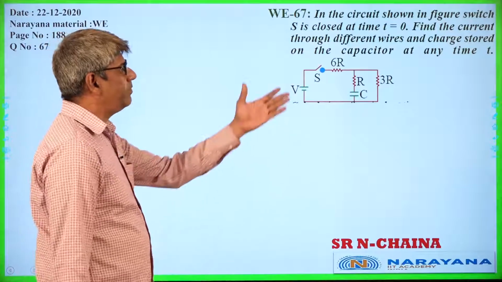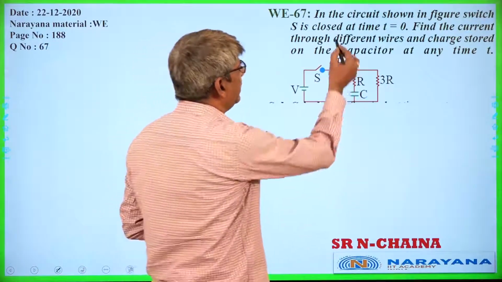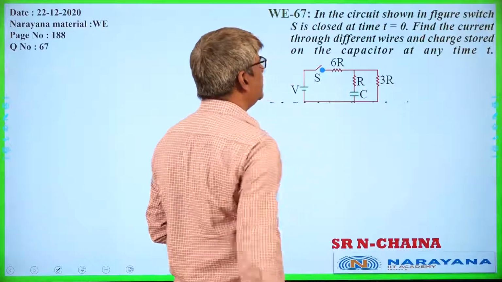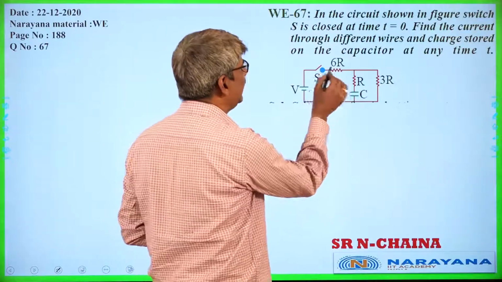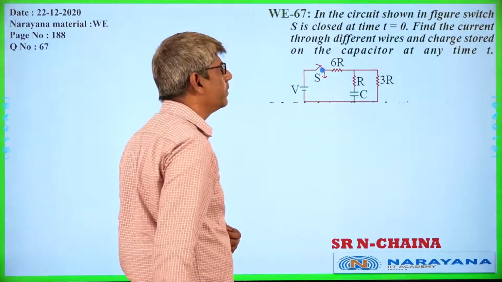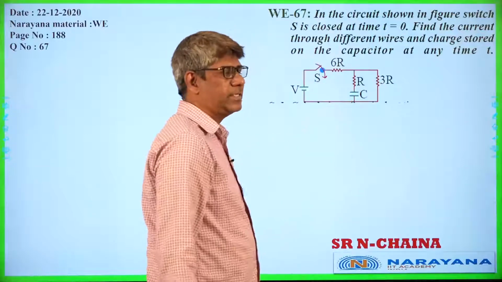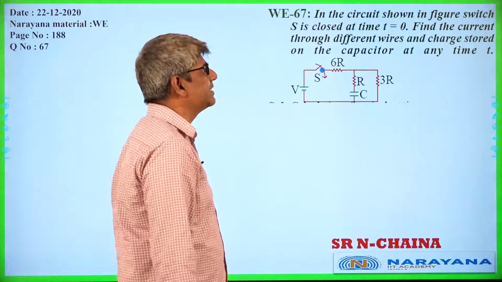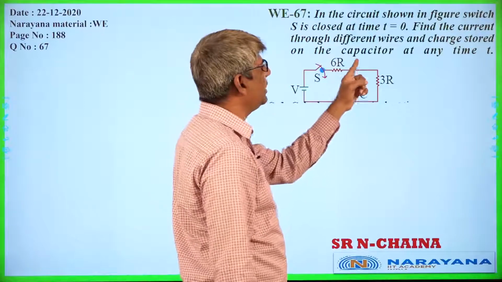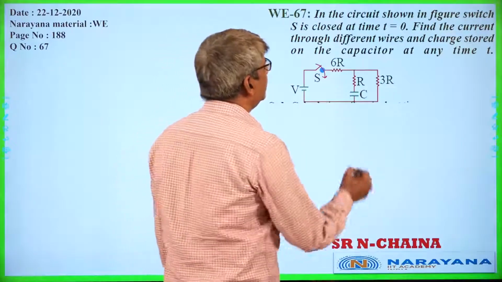This is a problem of a CR circuit. In the circuit shown in the figure, switch S is closed at t equal to 0. Now, find the current through different wires and the charge stored on the capacitor at any time t.